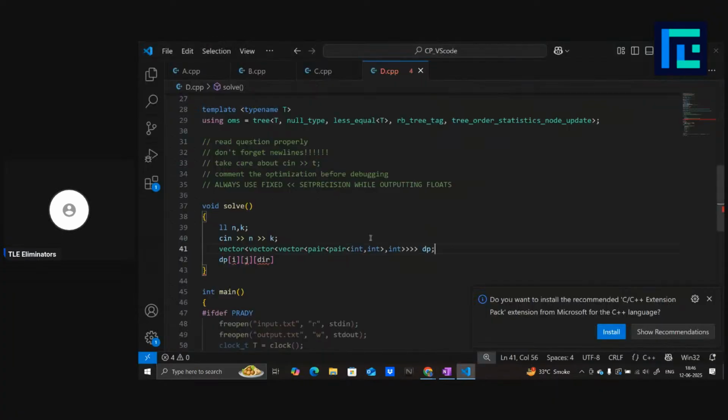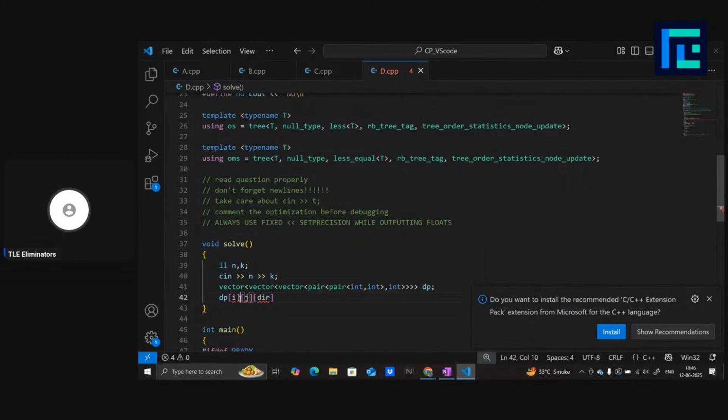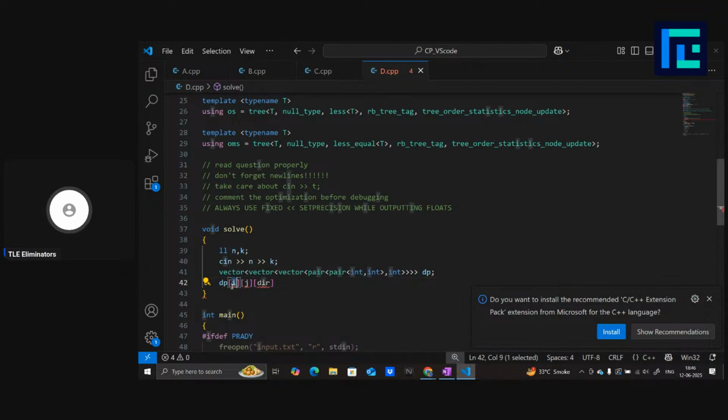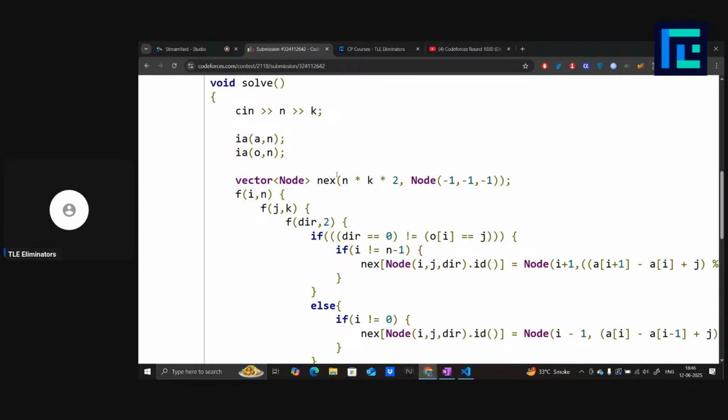Instead of this 3D vector, I have just flattened it out into one long vector. Like dp of i j direction: this i can have n different values, this j can have k different values, and this dir can have two different values. So basically the size is 2 into n into k. So this 3D array has size 2 into n into k. So instead of that, I just made a vector of node having the size 2 into n into k, right? And it is only a 1D vector.